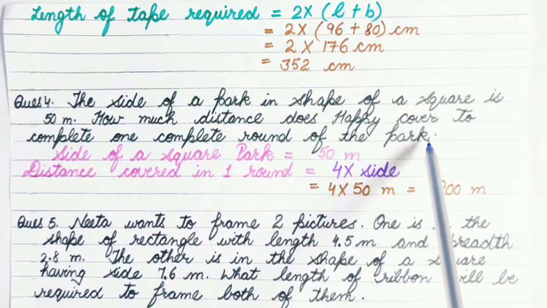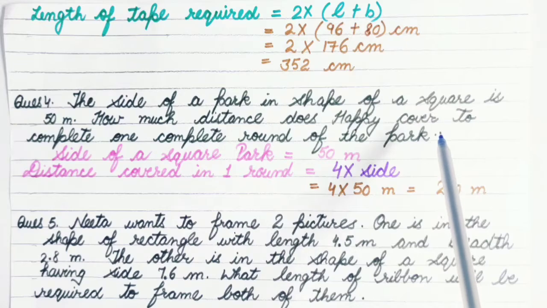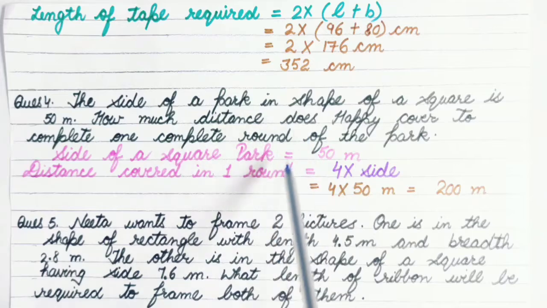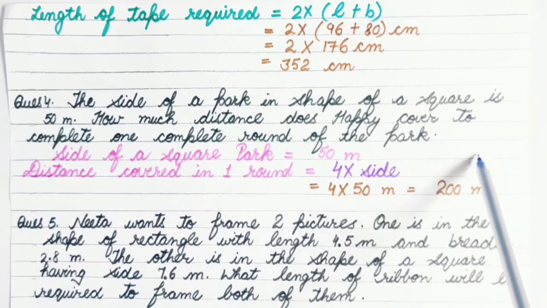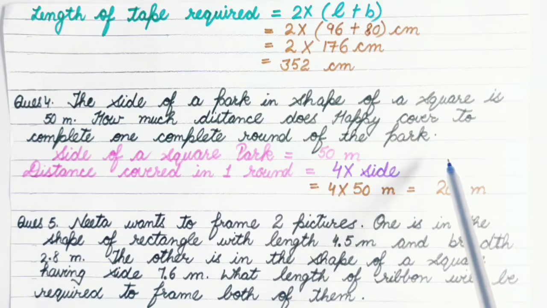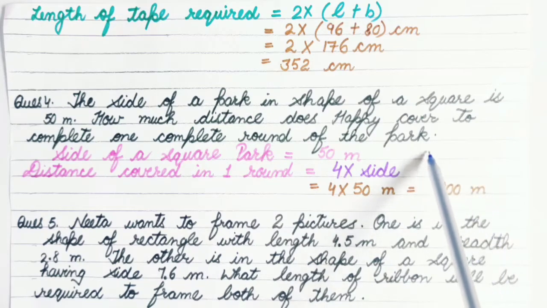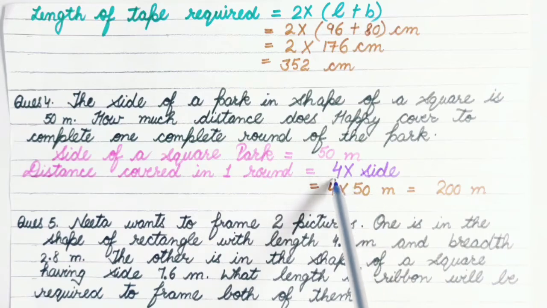Now students, suppose let us take one example. If you are going to the park for walking, maybe you have seen other people, they move or walk around the park, not in the center of the park. Suppose there is one square shaped park. When people are walking there, you can observe they always walk around the park, not in the center of the park. Clear?